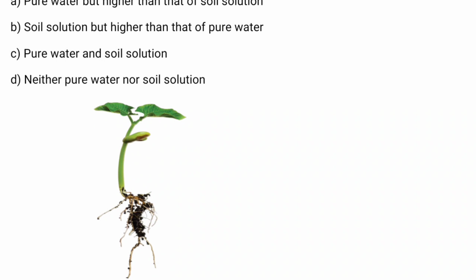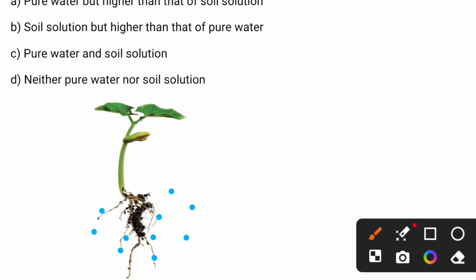Soil solution should have higher water potential. So this is the soil solution, soil water, and that is having higher water potential. As you know, the soil solution generally contains a less concentrated solution. That's why it has higher water potential. Less dissolved solutes are present in the soil solution. As well as that, the root hair cell sap is having a lower water potential.